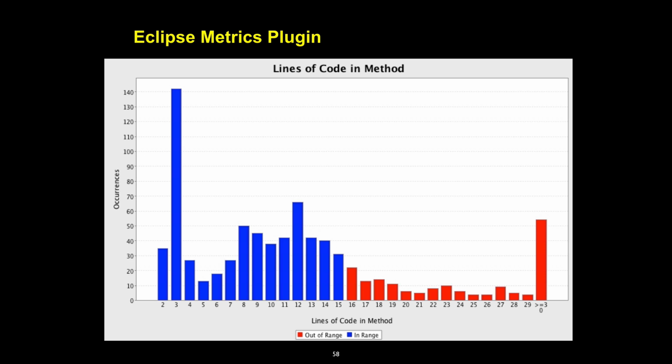The other plugin, it shows you, well, there were like 35 methods which had 2 lines of code, right? And then there's 3 lines that's really popular and a down and sort of bell curve. And then there's a bunch of methods that have more than 30, right? So maybe we should start looking at some of those just to see what's going on.